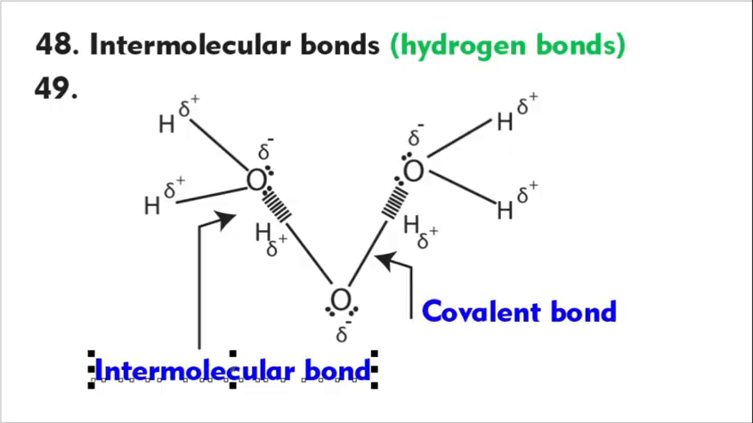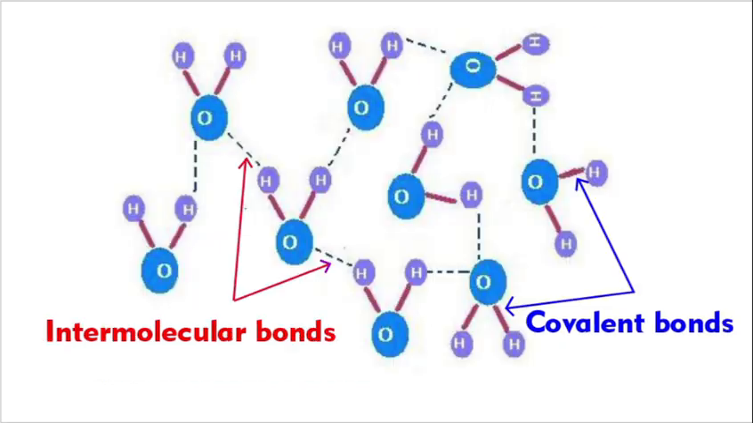Right. So remember that between the water molecules, due to polarity, you will see intermolecular bonds. So look at this diagram. The covalent bonds are between O and H. Intermolecular bonds are between the molecules. Intermolecular bonds are also known as hydrogen bonds.